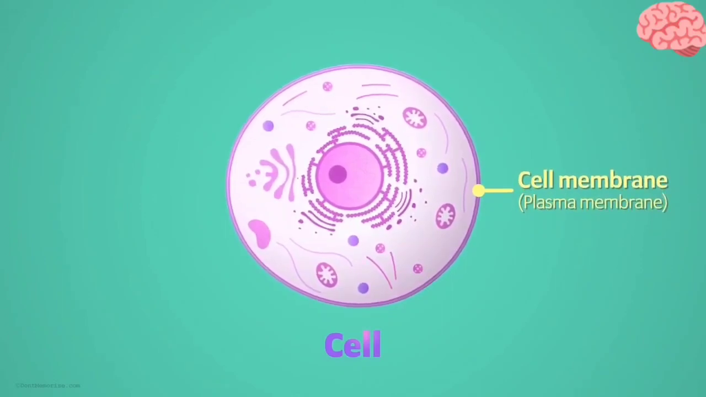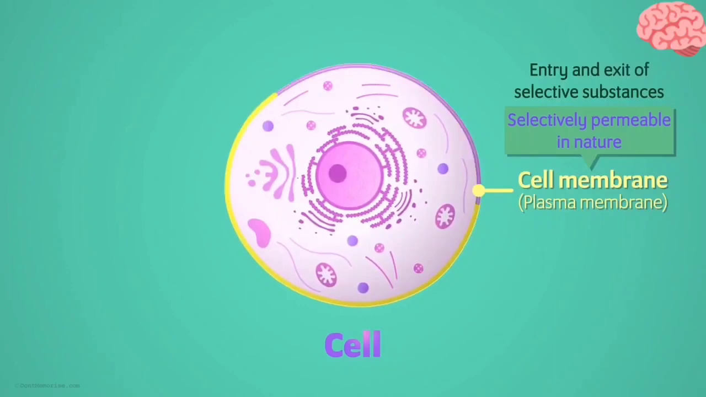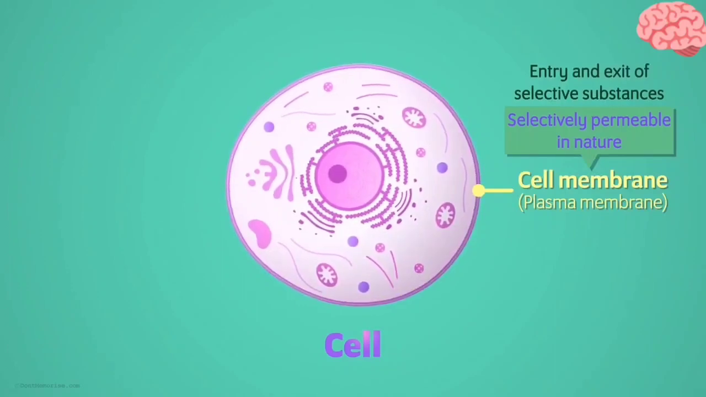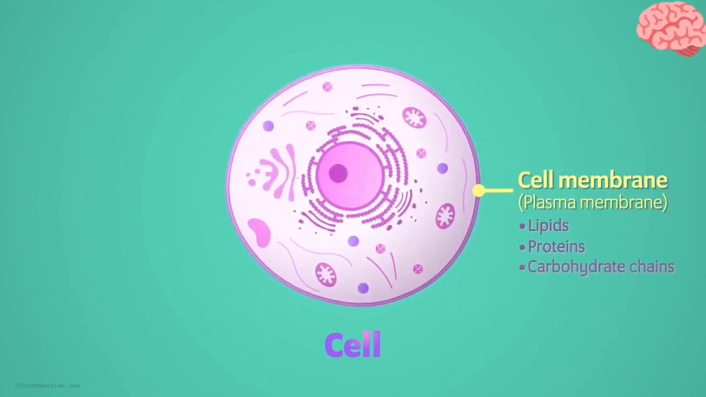In our previous video, we have learned that the cell membrane is selectively permeable in nature. That is, it only allows specific materials to enter and leave the cell. Any guesses what the plasma membrane is made up of? The plasma membrane is made up of lipids and proteins, and also has some carbohydrate chains.